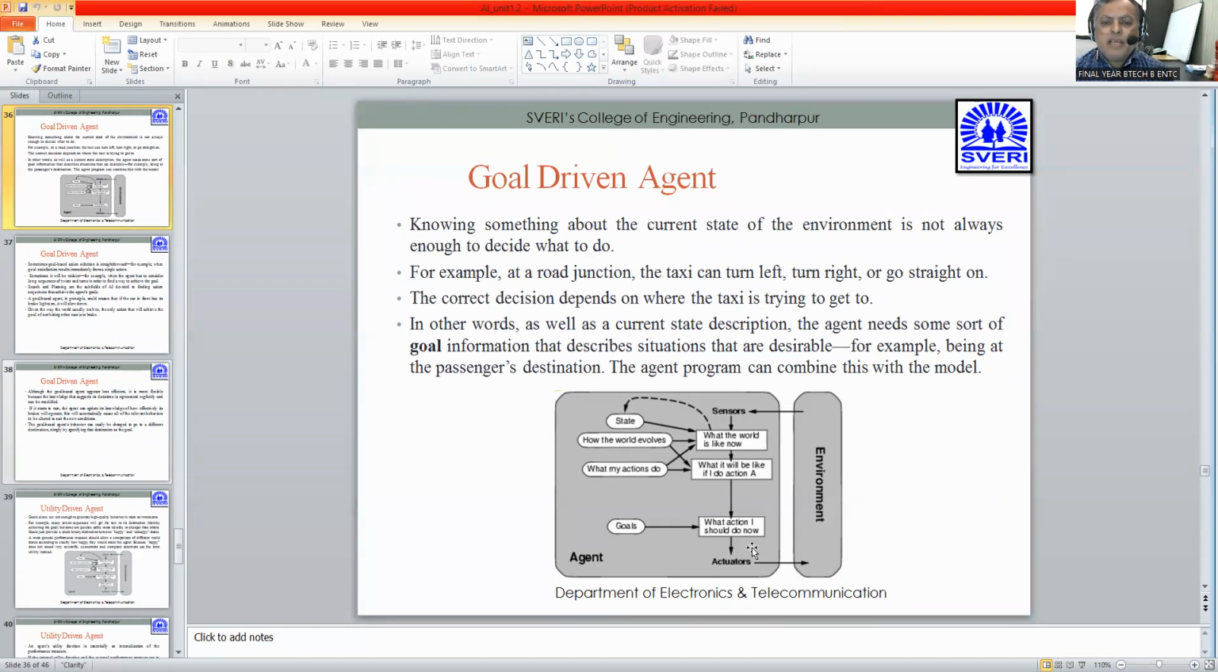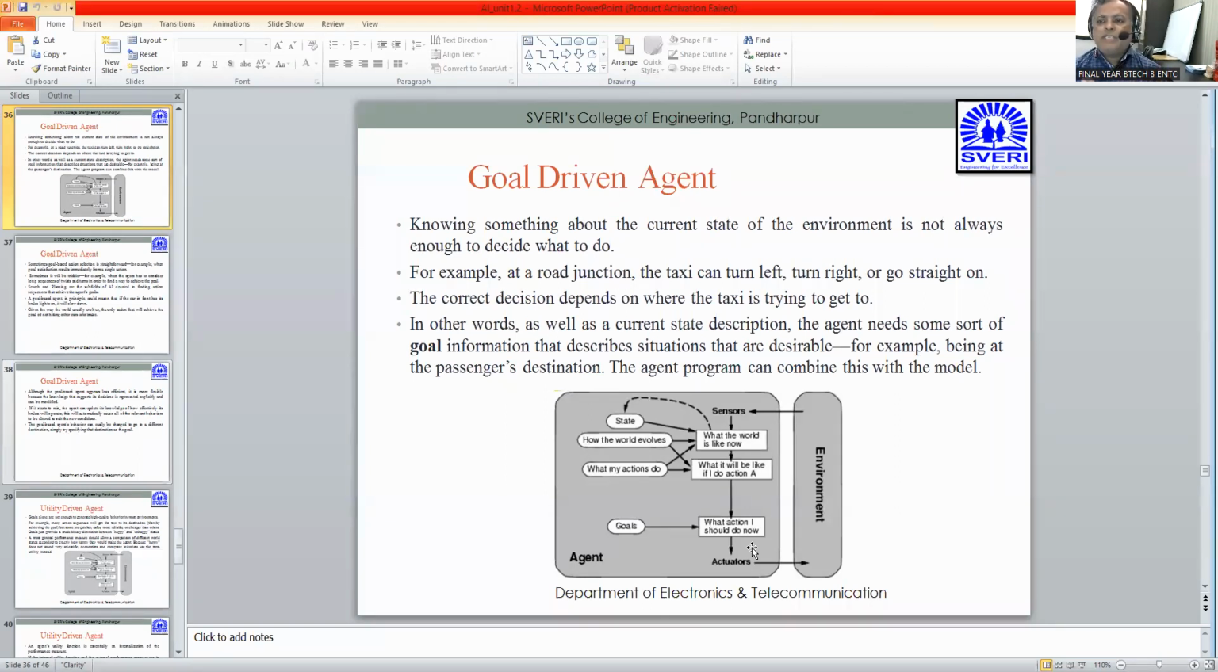For example, we can take a road junction, where the taxi can turn left, turn right, or go straight on. The correct decision depends on where the taxi is trying to get to. So obviously, everything is based on the goal.